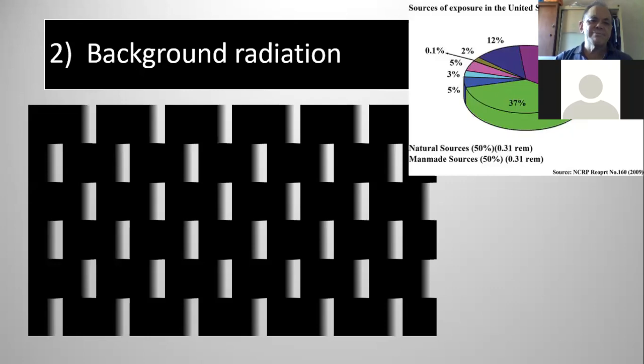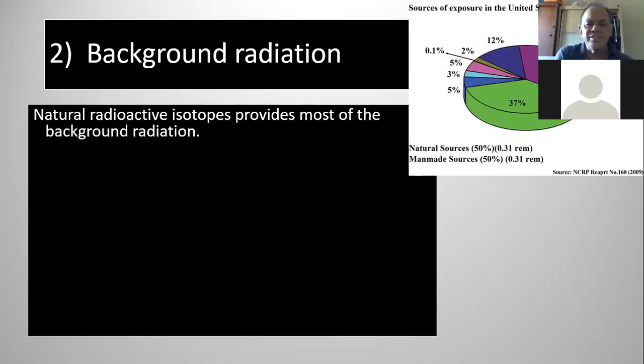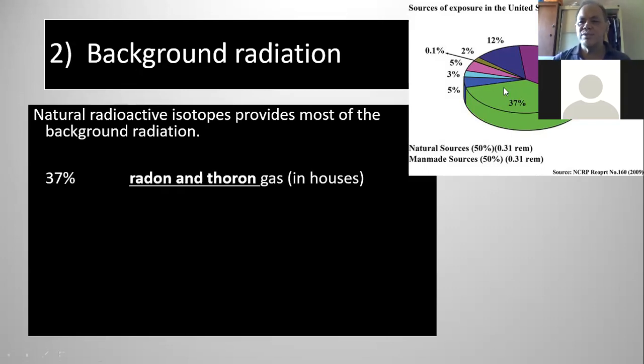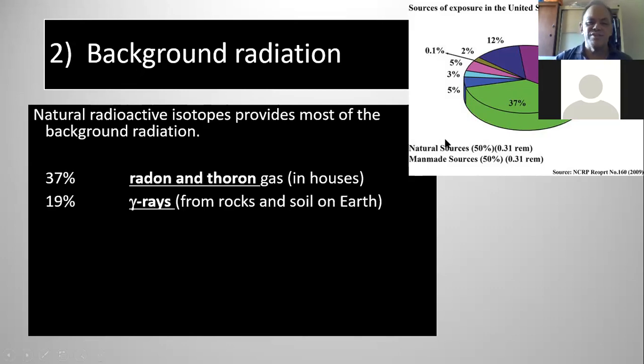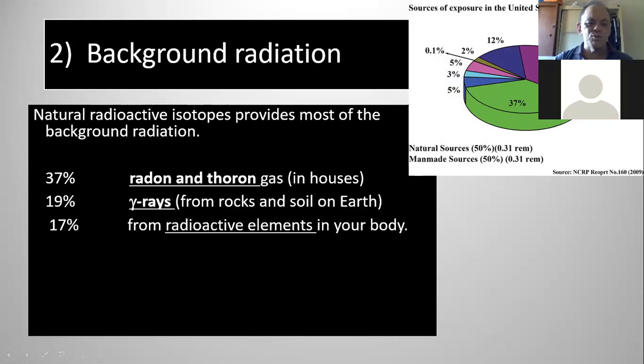Background radiation. Natural radioactive isotopes provide most of the background radiation. This chart roughly shows you. The green one is radon, 37%, very high. These are all rough values, and different textbooks will give slightly different values. But this is for your information that we are all exposed to radon, thoron gas, and gamma rays from rocks and soil. That one we cannot avoid.